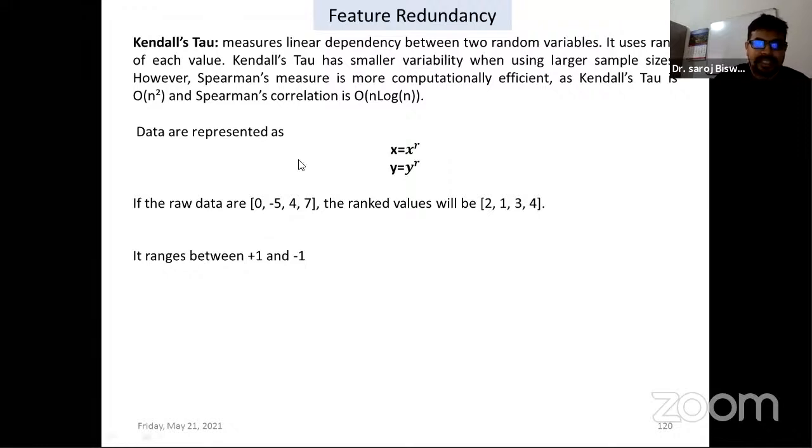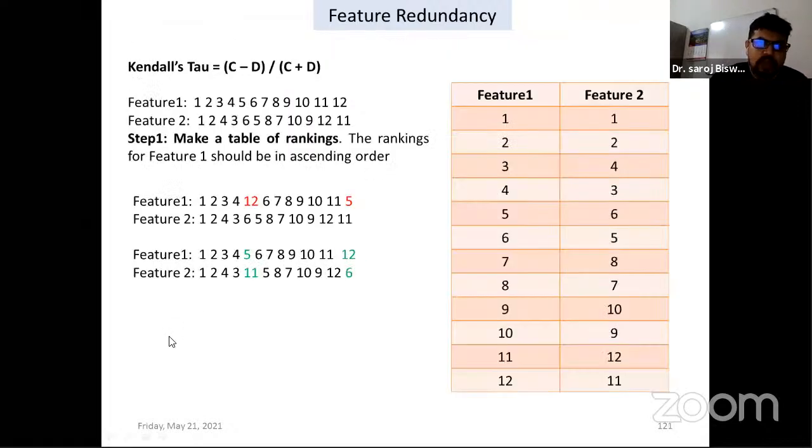So again, in this case, if the data are x and y, the data can be represented by x to the power r, meaning the data are represented by their ranks. Similarly, here also, it calculates a value between +1 and -1. Fine. So now we come to the equation of Kendall's tau. We have different versions of Kendall's tau. Here we're talking about the first version, so that you can understand how it works.